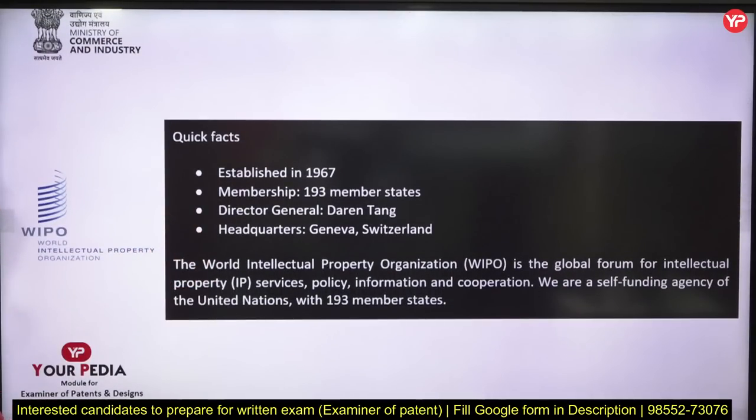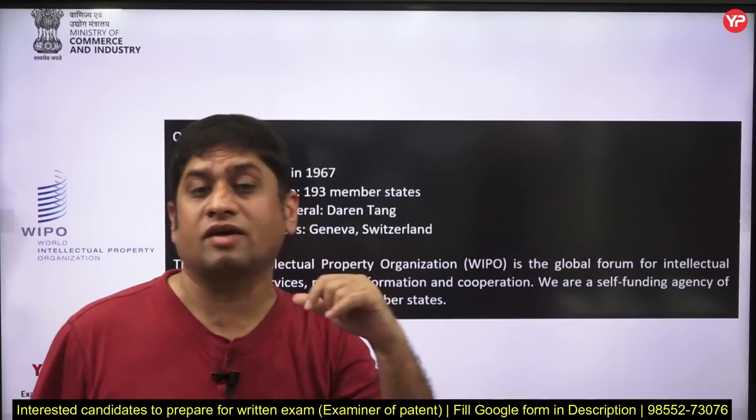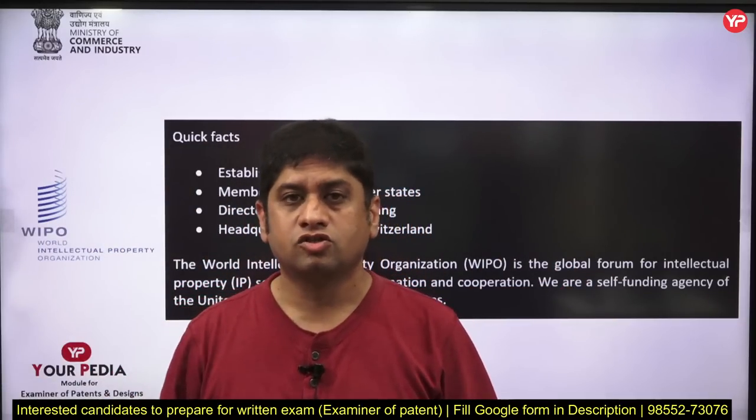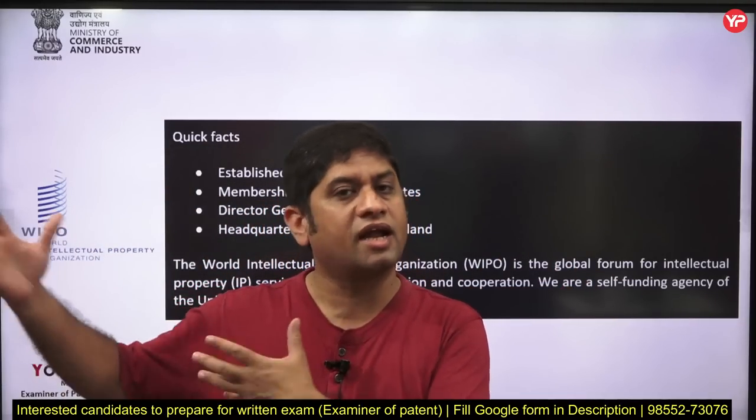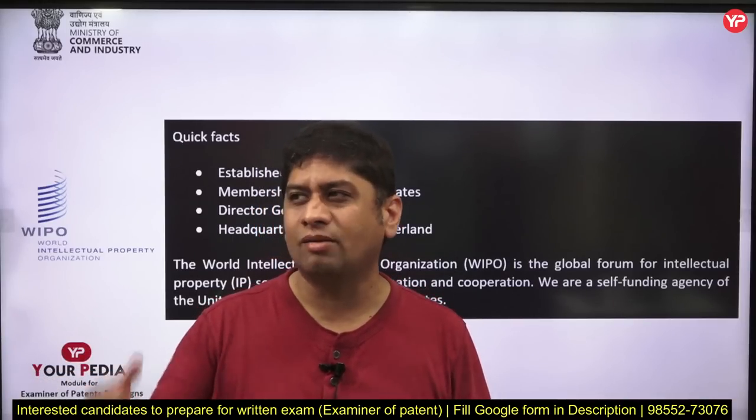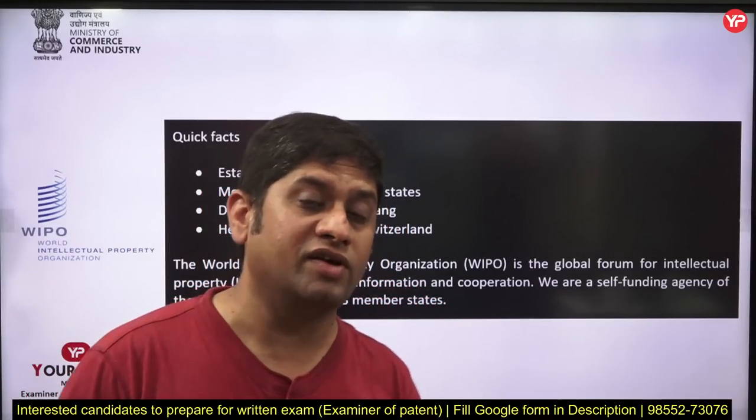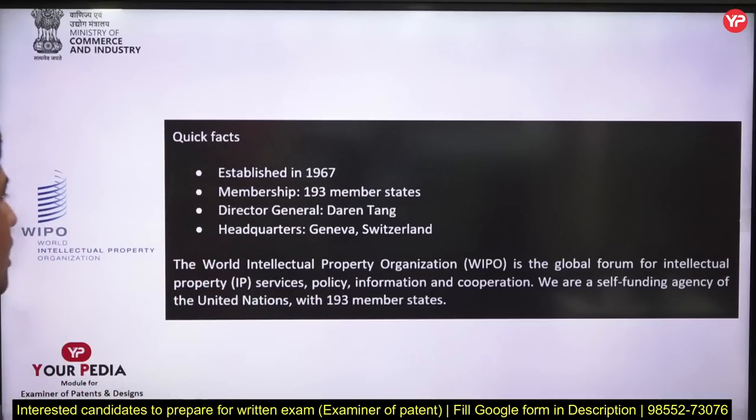Yeah, so what is the quick fact? It was established in 1967, but WIPO came into force in 1970. So the convention was created in 1967, but WIPO was born as a body and started working in 1970, that you should remember. So where is the headquarter, who is the director general, how many members are there, that should be known to you.